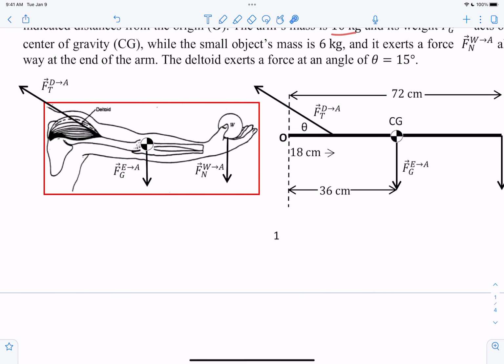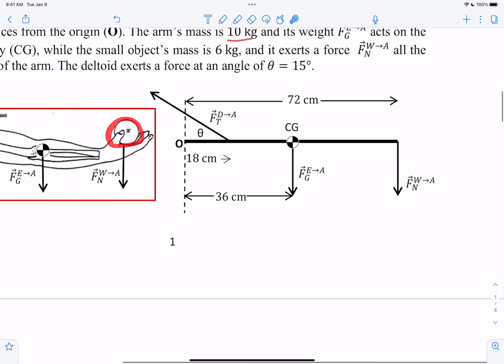So the torque exerted by the arm, essentially, is going to be a component of its weight, the weight of the arm, the distance it is away from the origin, from the scapula or the origin of the deltoid muscle, and then the angle at which that force is exerted. So the reason why we don't include the weight here is that it's at a different distance. It's at 72 centimeters instead of 36.